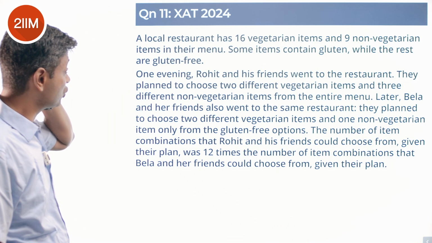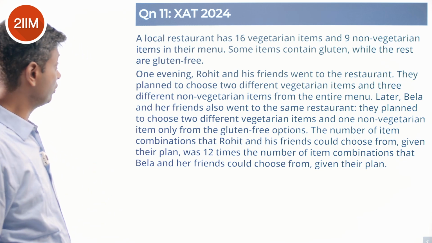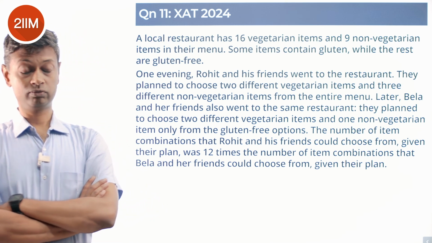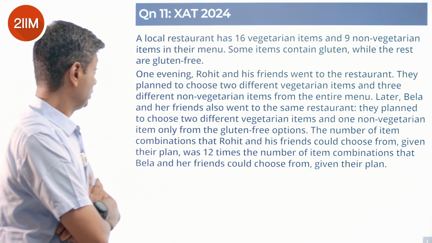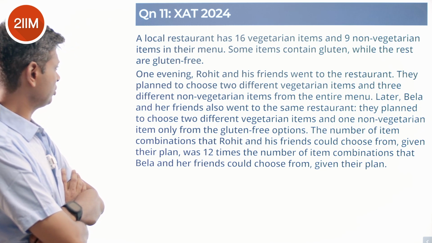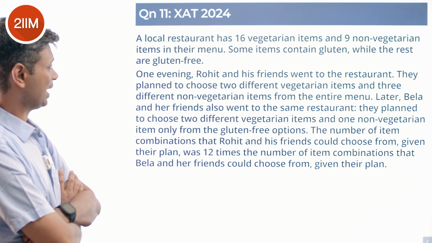A local restaurant has 16 vegetarian items and 9 non-vegetarian items on their menu. Some contain gluten while the rest are gluten free. One evening, Rohit and his friends went to the restaurant. They planned to choose 2 different vegetarian items and 3 different non-vegetarian items from the entire menu.